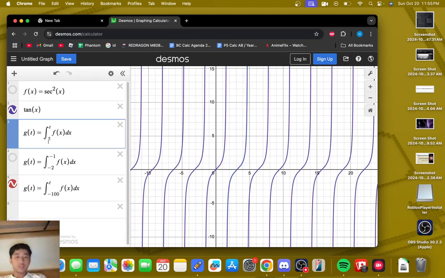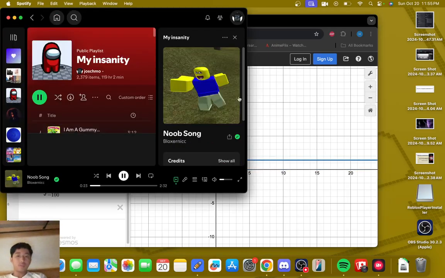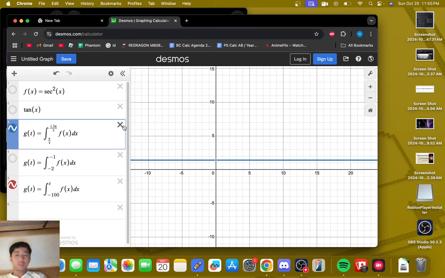And as for the case of pi over 4 and 3 pi over 4, since 3 pi over 4 is past pi over 2, it just won't work like that. But if I made it 1.5, oh crap, now it works.